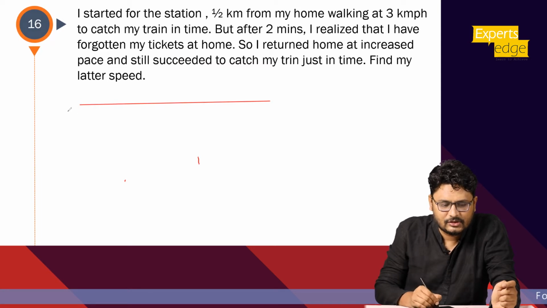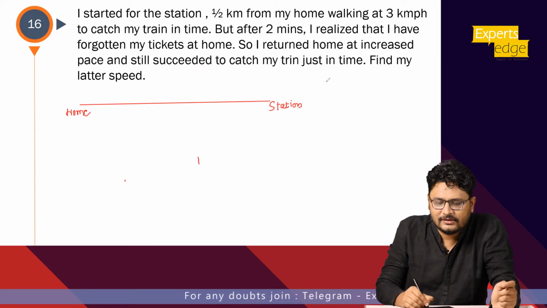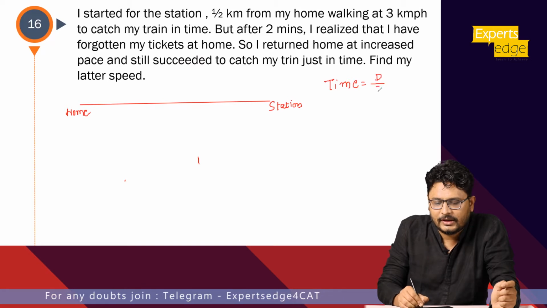Right, so this is the home and this is the station. How much distance is this? Now time is given, speed is given, distance is given. So first I should take out time. What is the time? Distance by speed. Distance is half kilometer, speed is 3.